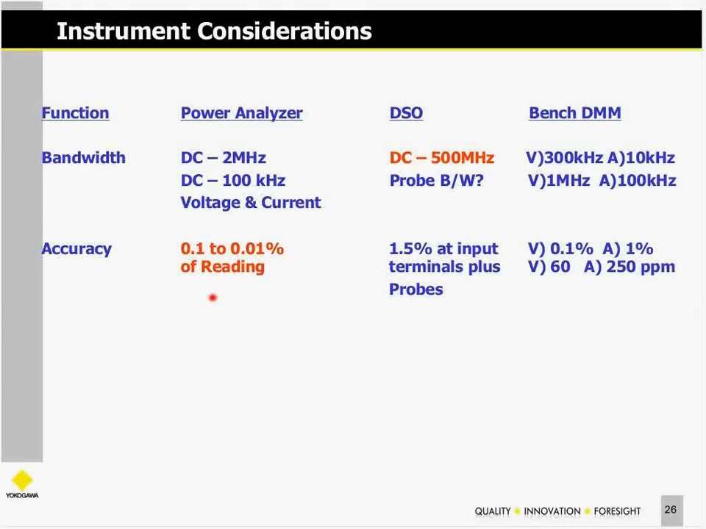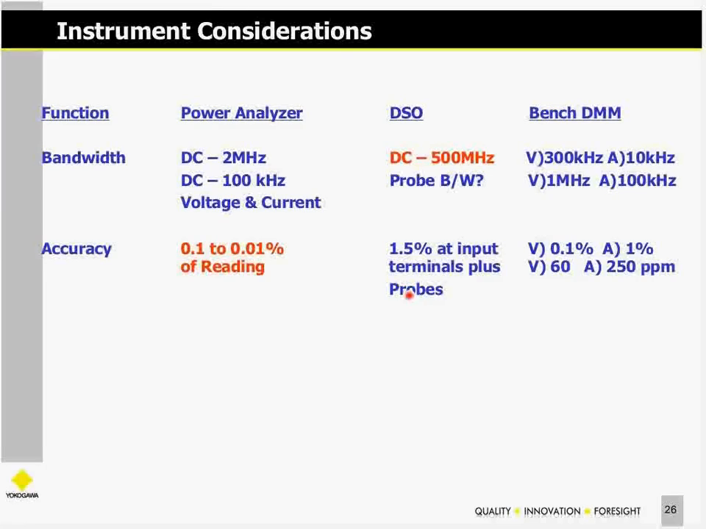Accuracy, power analyzer, that's the advantage that you're using a power analyzer for. Very high accuracy. We start entry level at 0.1% of reading to some of our high end at an order of magnitude better, 0.01% of reading. On a digital oscilloscope, when you look at the specs there, typically those are like 1.5% at the input terminals. Then you have to add in the probes.